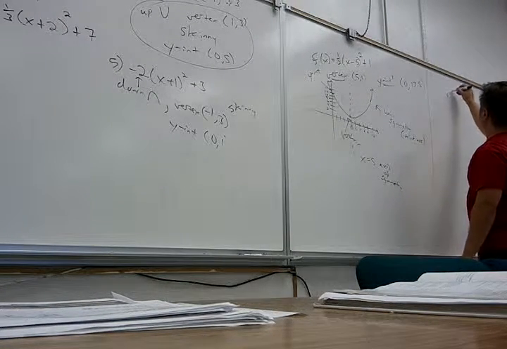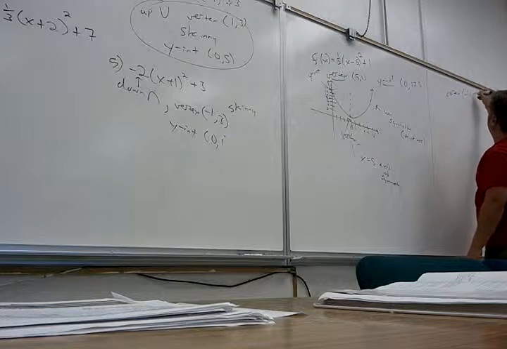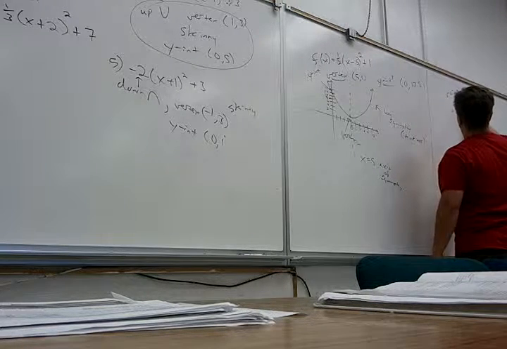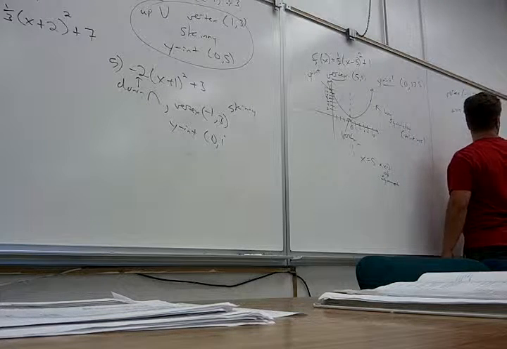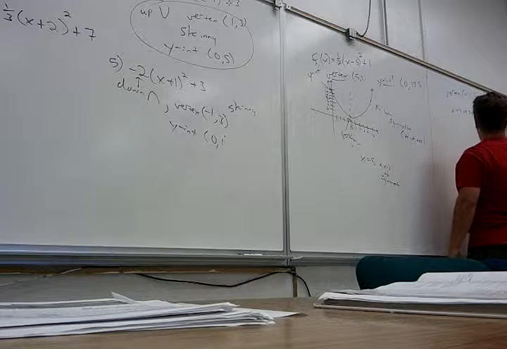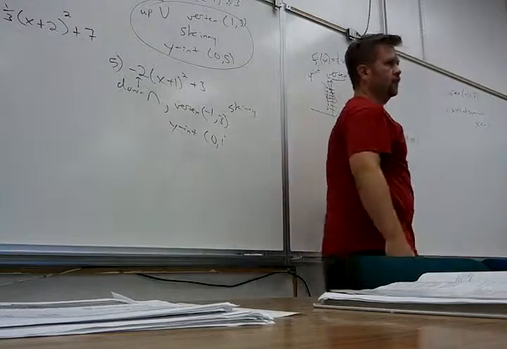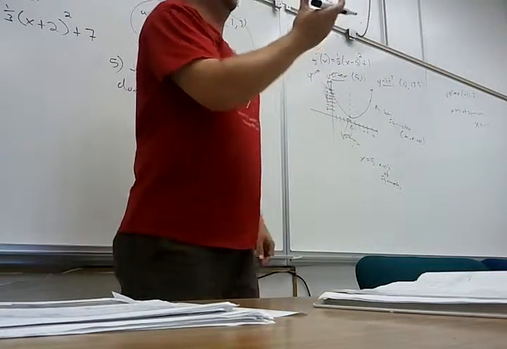If I had something that went through a vertex of negative 11, 7, what would the axis of symmetry be? X equals negative 11. Cool. So the axis has got to be the equation of a line. I like it.